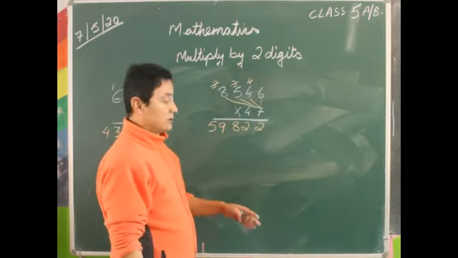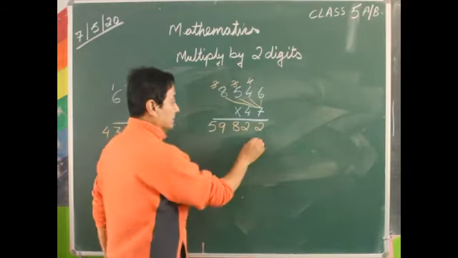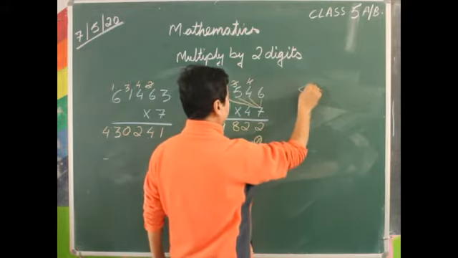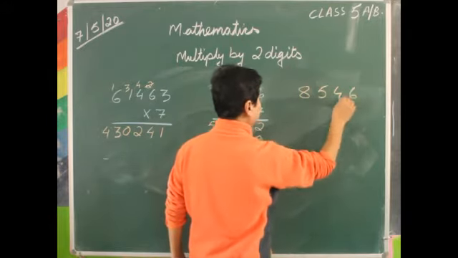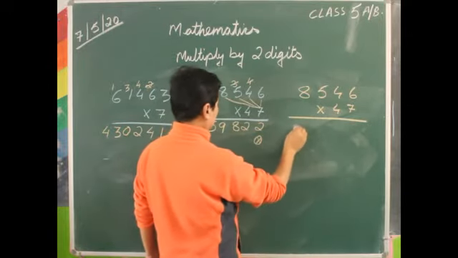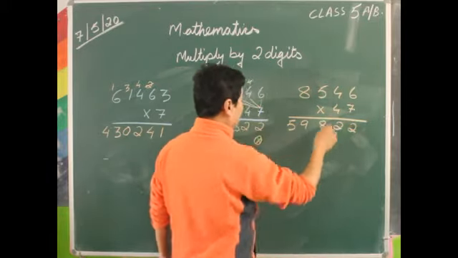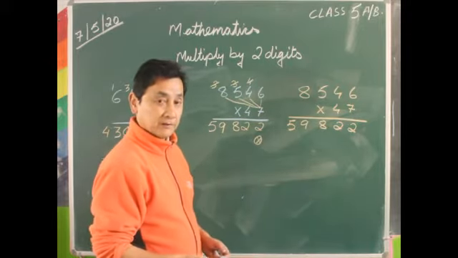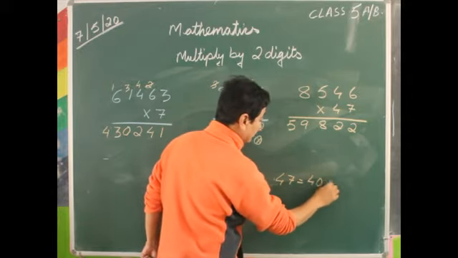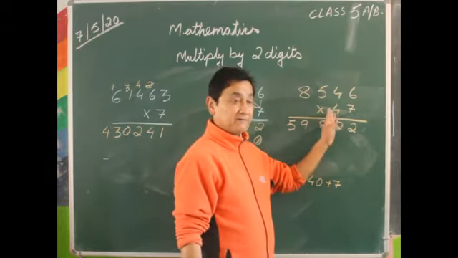Now, there's another important rule here which I taught you in class 4, but let's do a recap. Why do we put a 0 or a cross? So let me explain on the other side. 8,546 into 47. So the first answer that we got was 5,9,8,2,2. Now, we have done expanded form. Yes or no? Yes. So can we expand 47? 40 plus 7.